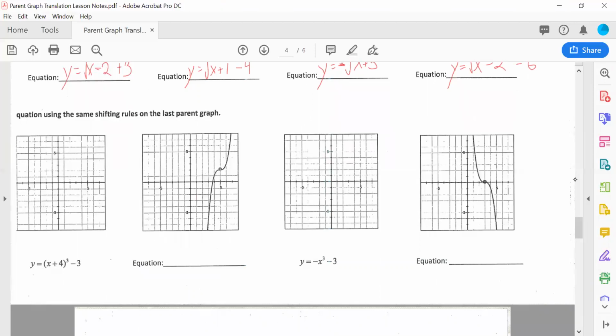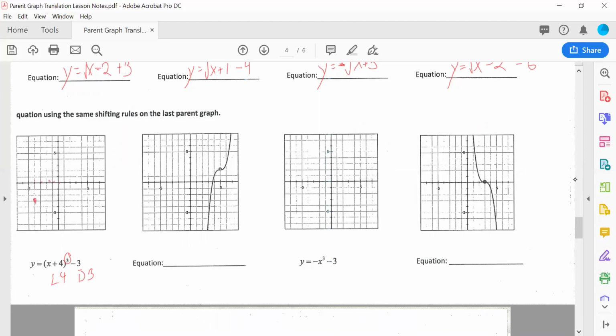Oh, x to the 3rd power, so it's the wiggle. Ready, steady, wiggle. X plus 4, wiggle, wiggle. All right, I'm done. All right, left 4, down 3. So I'm going to go 1, 2, 3, 4, and then down 1, 2, 3.